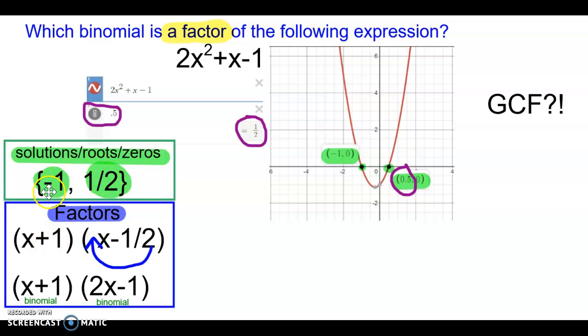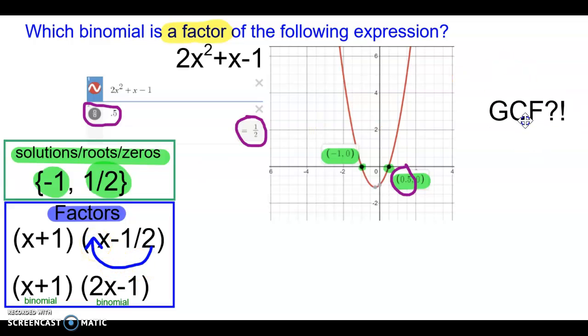So my factors would be x plus 1 and x minus 1/2. Remember, you take the opposite of whatever your zeros are. All right, when we have the fractions, we have to move our denominator over in front of our x. So this binomial stays the same, x plus 1. This binomial turns into 2x minus 1 because we have to move our denominator over.